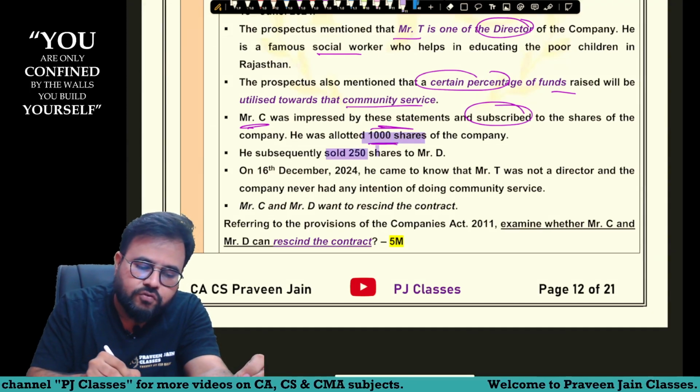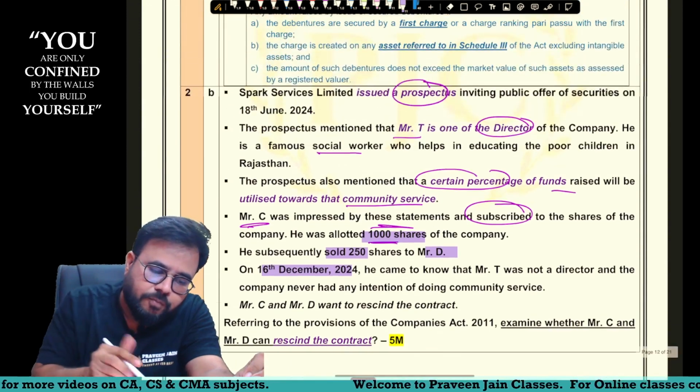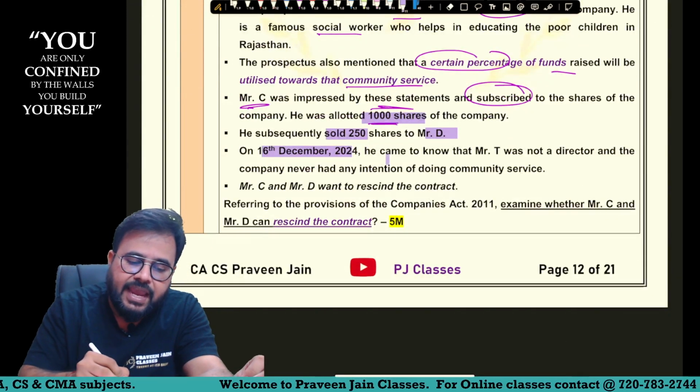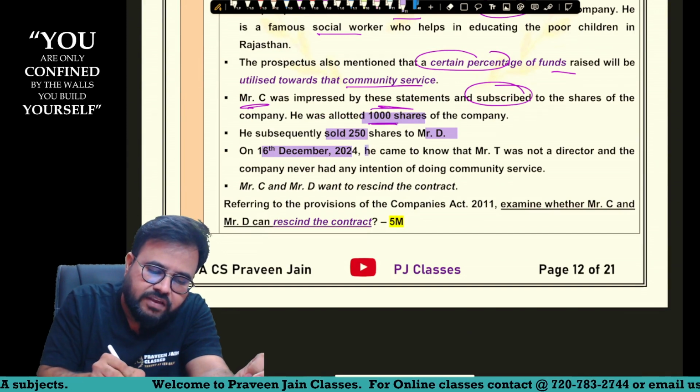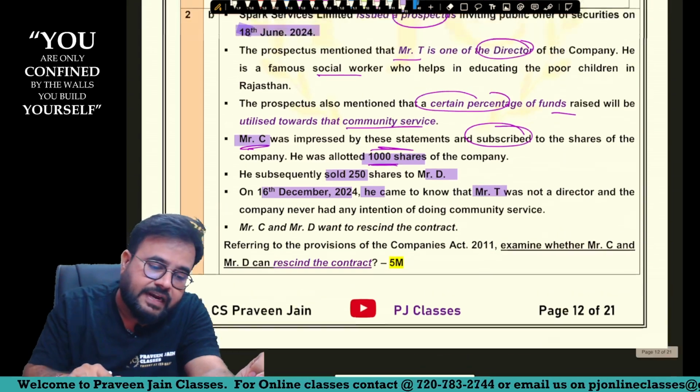He subsequently sold 250 shares to Mr. D on 16th December 2024. So the prospectus was issued on 18th June. Later on, 16th December 2024, Mr. C came to know that Mr. T was not the director of the company.